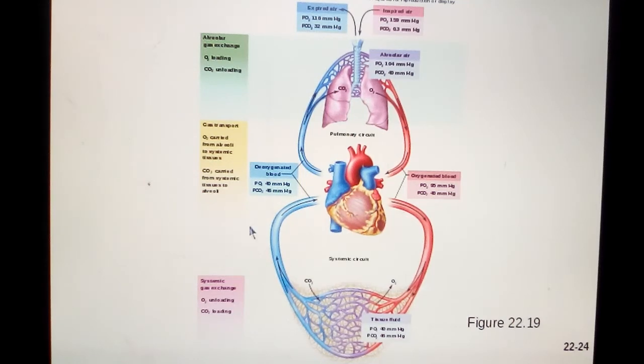So these have all the numbers if you need to kind of review them real quick. And again, the reason for the huge difference in concentration for oxygen and CO2 at the exchange surfaces of the lungs is because of carbon dioxide's very high solubility relative to oxygen.